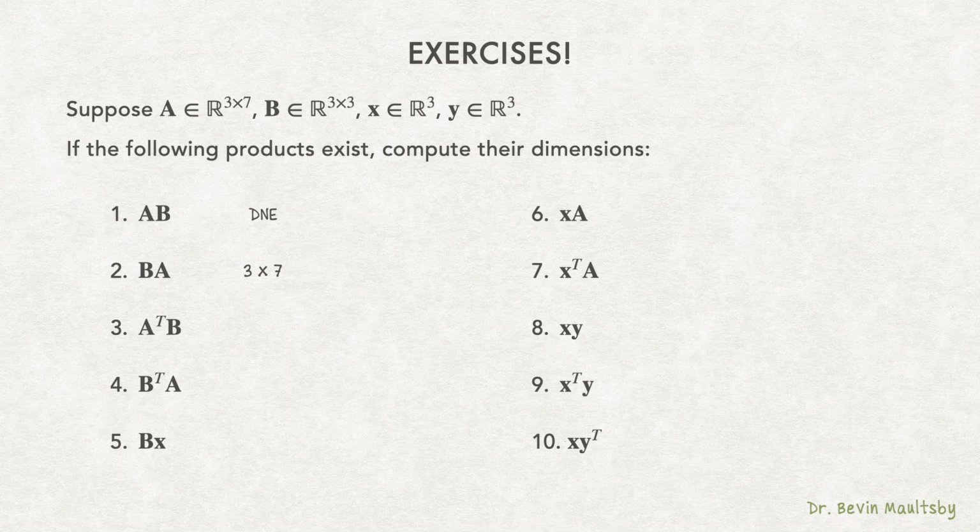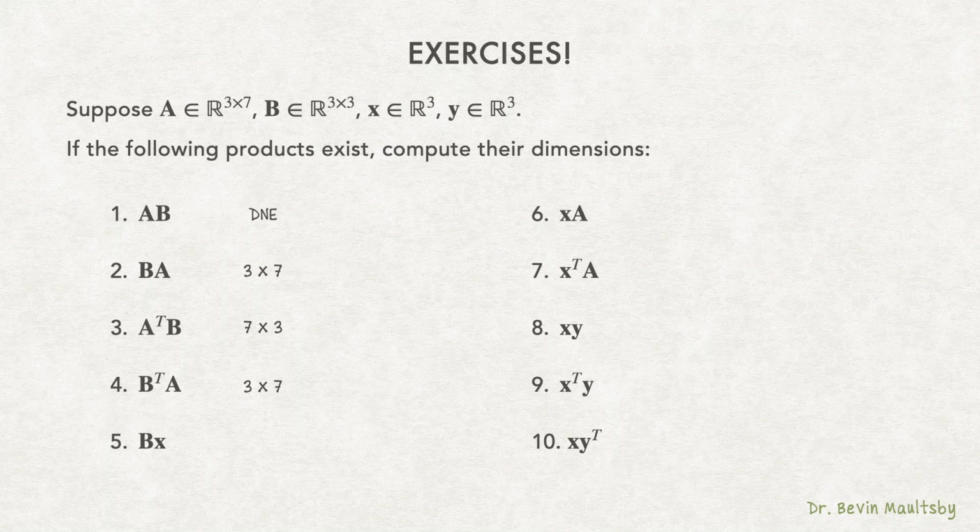We can also do A transpose B. Recall that A transpose flips A. After flipping it, it will be a 7 by 3 matrix, which can be multiplied with a 3 by 3 matrix, producing a 7 by 3 result. We can also do B transpose A. That would be 3 by 3 times 3 by 7, giving us a 3 by 7 matrix. And in a moment, we will talk about how the matrix we would get from exercise 4 is the transpose of the matrix we would get from exercise 3. But before we do that, let's finish the rest of these.